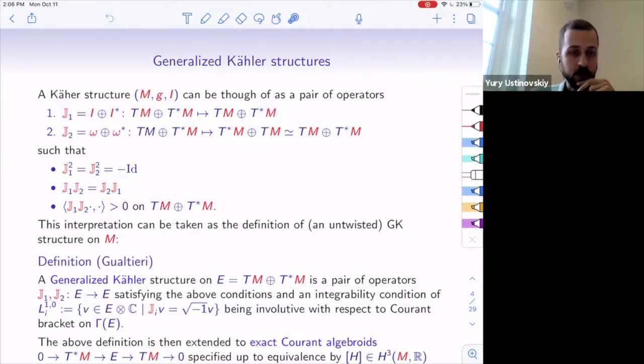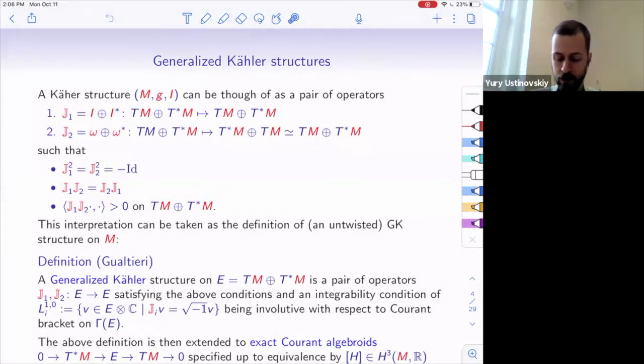So this interpretation of Kähler structures can be used as motivation for the definition of generalized Kähler structures. So I will give sort of a simple version of that, and then I will quite quickly switch to another description. But just to give you context, I would like to at least give this definition here. In this form, this definition was given by Mark Gualtieri.